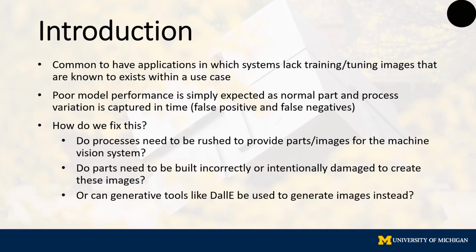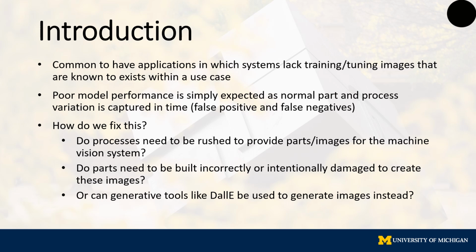So to introduce the project, it's quite common to have applications where the systems lack training or tuning images that you generally know are going to exist within a particular use case. So this poor model performance due to that fact is expected and normal at the startup of a project, in part because process variation is just going to be captured in time, or you assume it will be captured in time. So during this process, you're going to have a lot of false positives and false negatives. So really the question is, how do you fix this?